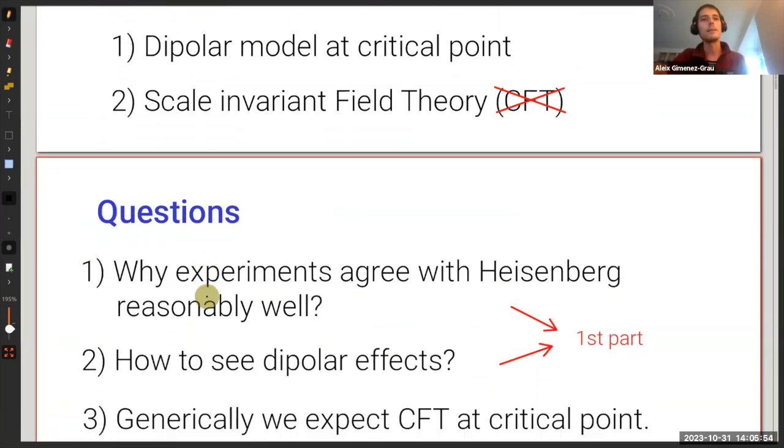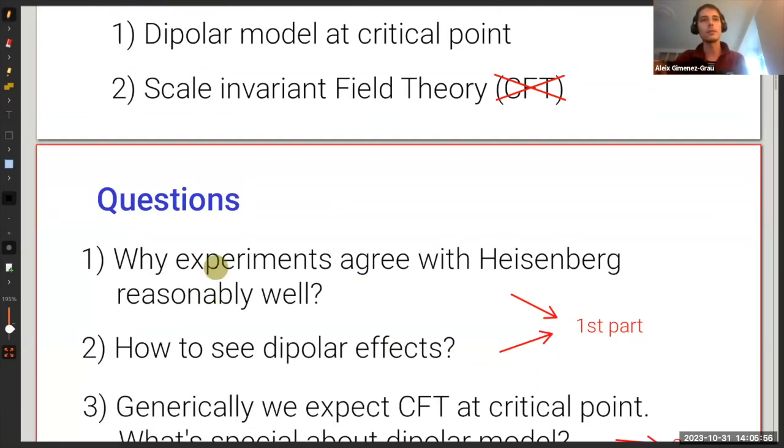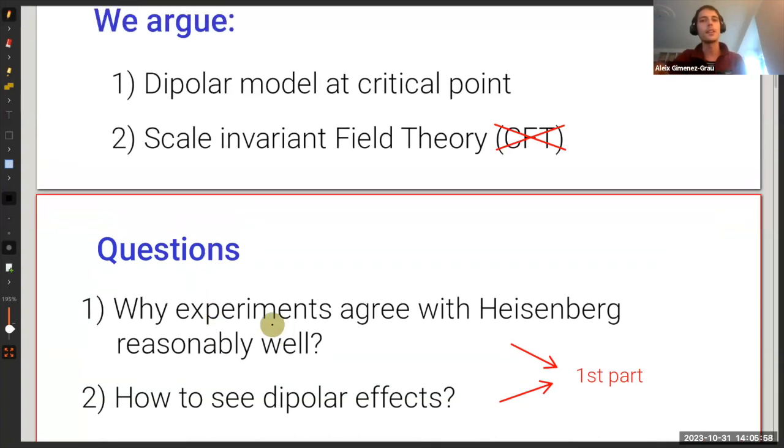And this should raise some questions. The first type of questions are more experimental. If experiments agree with the Heisenberg model and everyone repeats this lore that I was saying before, how come that people don't talk about dipolar effects? What type of experiment should you do to see these dipolar effects, etc.? And that's what I'm going to try to discuss in the first part.